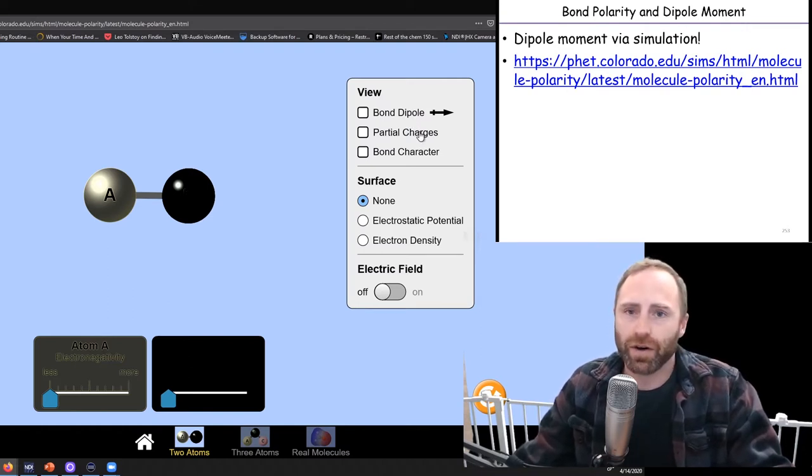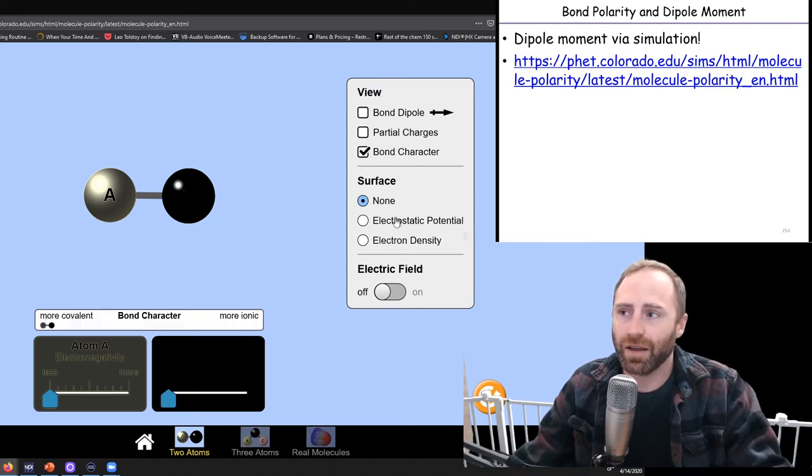Partial charges are another way that we're going to write this out. And then we're going to have bond character as a thing that we can show. So the bond character has now shown up on the screen. On the left, we're saying it's more covalent in character for this bond between the gray atom and the black atom. That's so good. On the far right, we have more ionic.